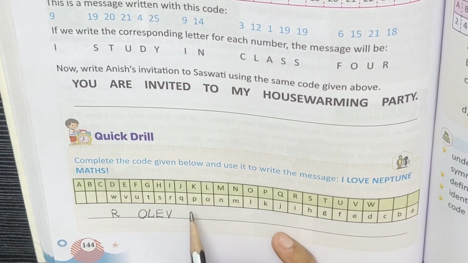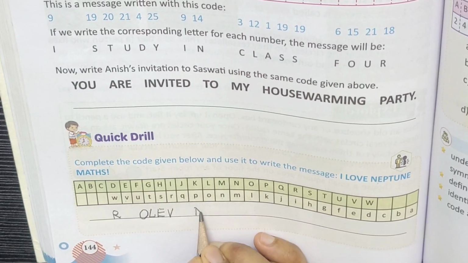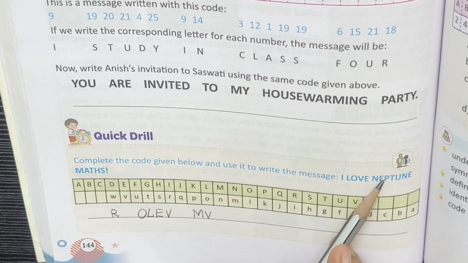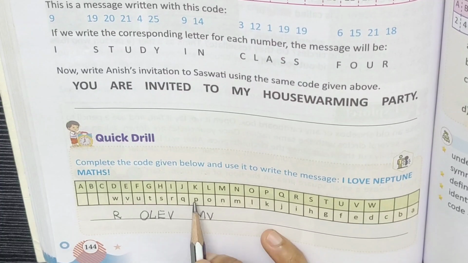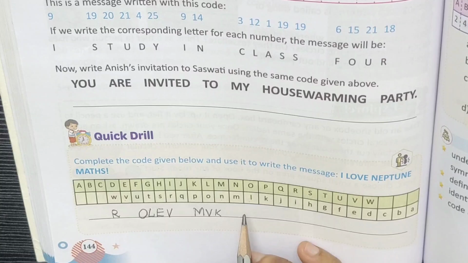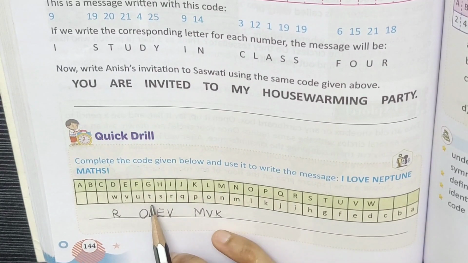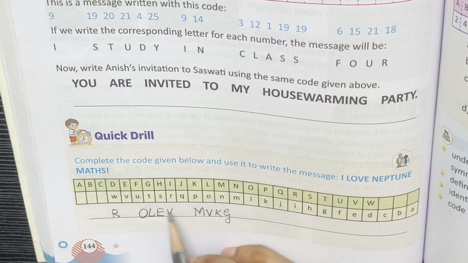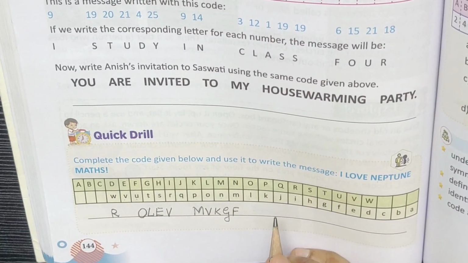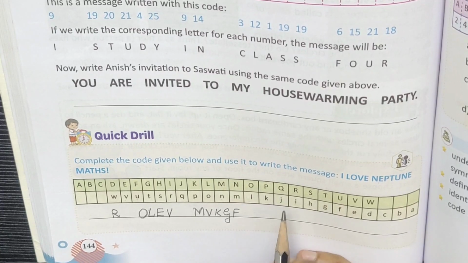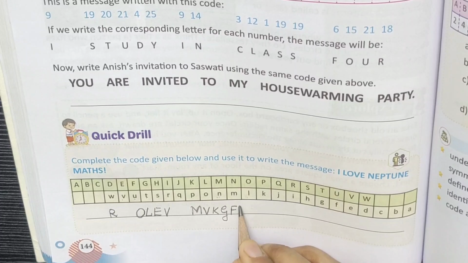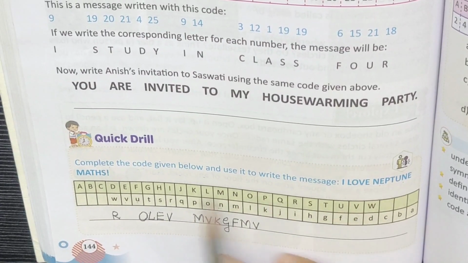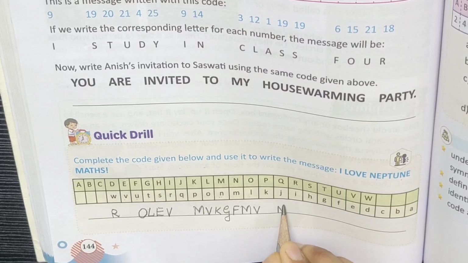Next, Neptune. N. Where is N here? N means M. E means E, P means P, T means G, U means F. So, I love Neptune maths.